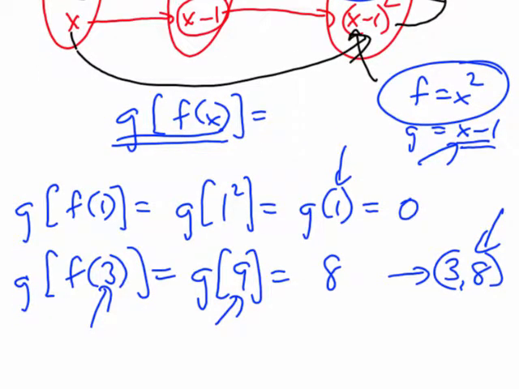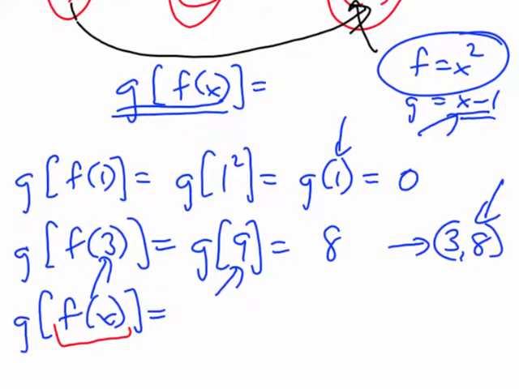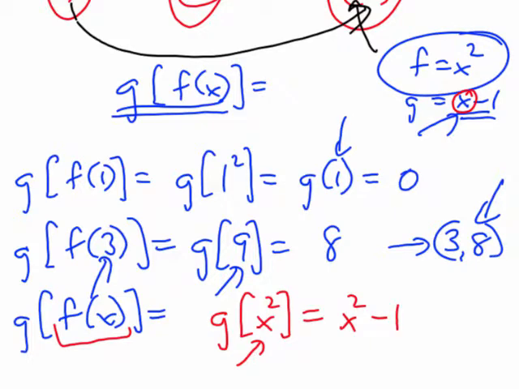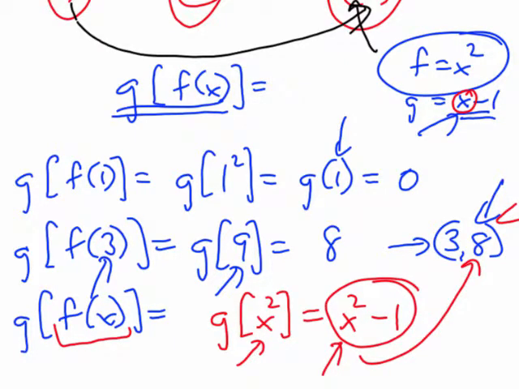Okay, let's do this in general. g of f of x. We're going to take x and apply function f to it. In other words, that's going to be x squared. Now we're going to take x squared and plug it into g. So that would be x squared minus 1. That's the new function in general. And again, we could check this one out. If we plug 3 into there, 3 squared is 9, minus 1. Yes, that does give me 8.